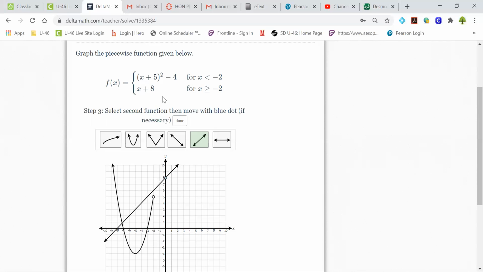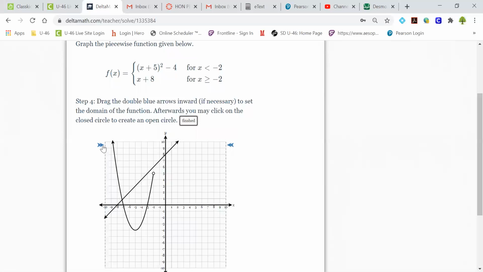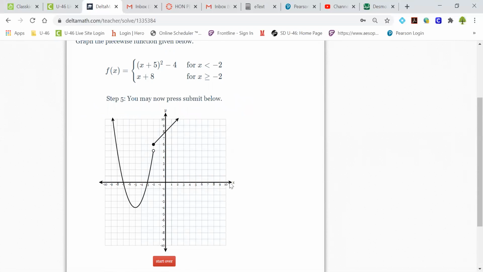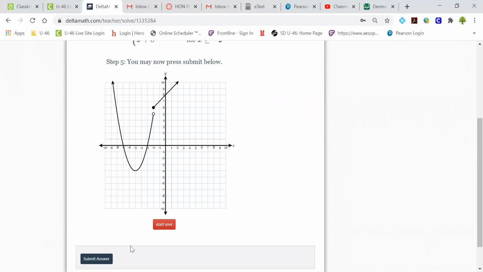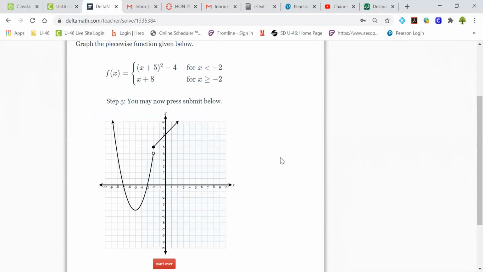But anyway, so that's the line x plus 8, and I need this line to exist when x is greater than or equal to -2. So beginning at -2 and moving to the right. So I first click done, and then I drag the arrows over to -2 as best as I can, and it's a closed circle because it's included. I press finish, and don't click start over. I did that the first time. Click submit answer, and you are done with this problem.